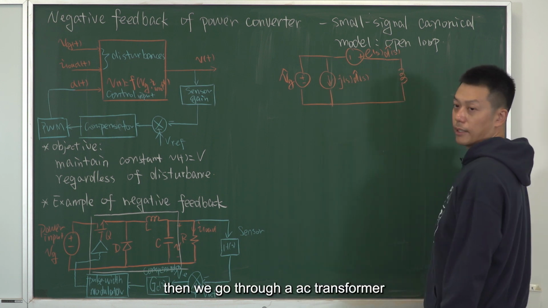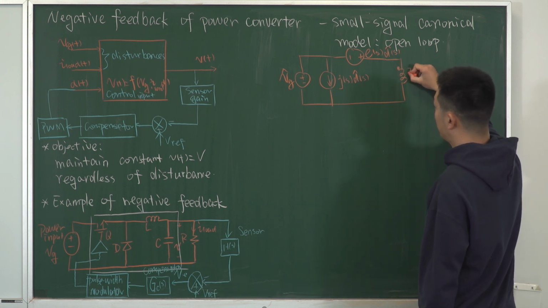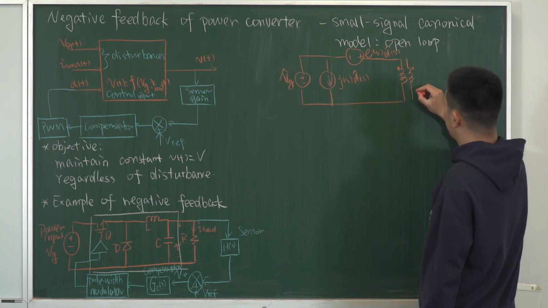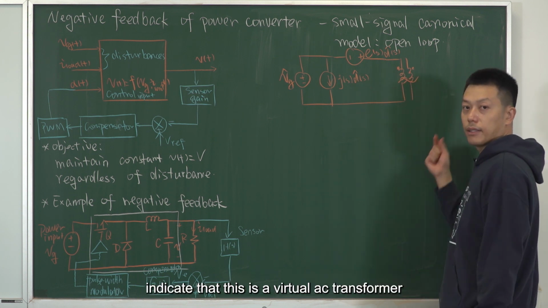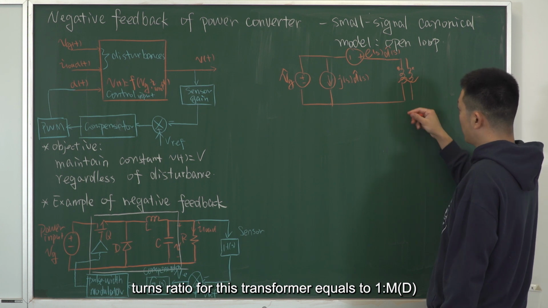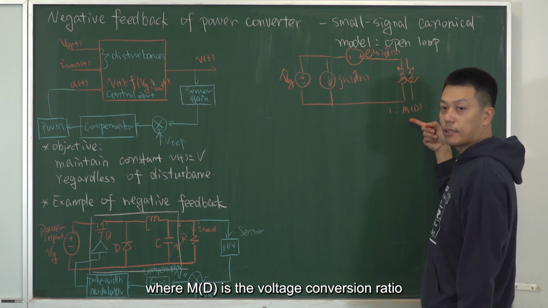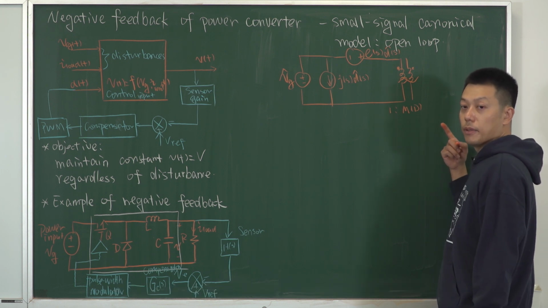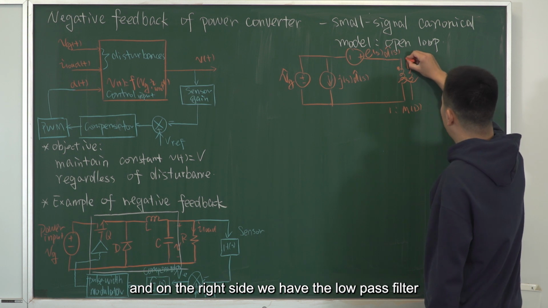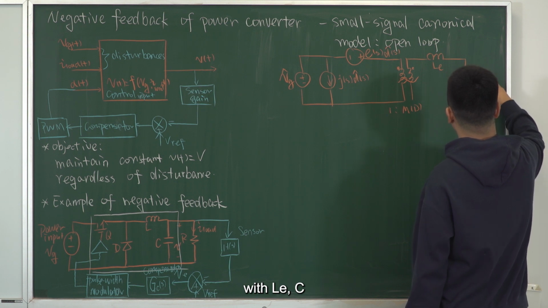Then we go through an AC transformer with the same coupling point, and the wavy line indicates that this is a virtual AC transformer. The turns ratio for this transformer equals 1 to Md, where Md is the voltage conversion ratio for this specific topology. For the buck converter, Md equals D. On the right-hand side, we have the low pass filter with L, C, and the load resistance.